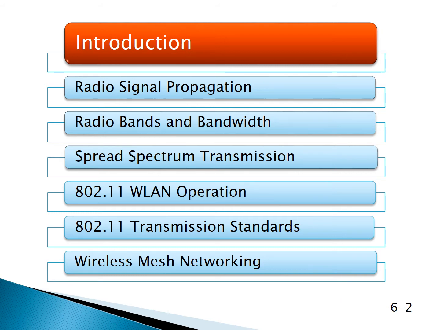And then we'll also look at some of the related terms, like what is radio band and what is bandwidth, and how they are measured. Then we'll look at something called spectrum transmission, and then the more detailed operation of the 802.11 wireless local area network. We'll also look at the related transmission standards, and finally, something called wireless mesh networking.